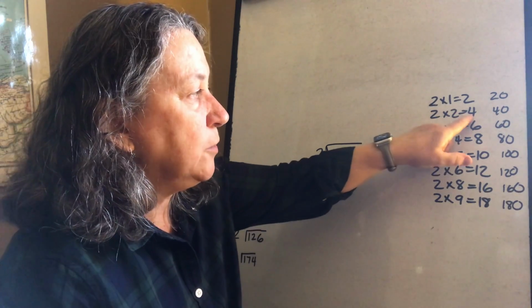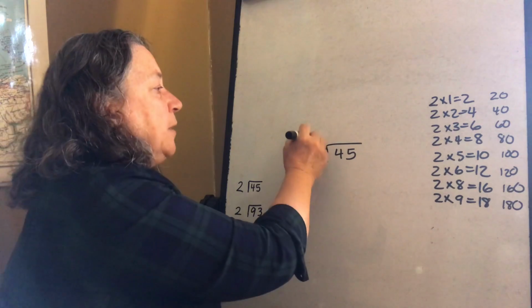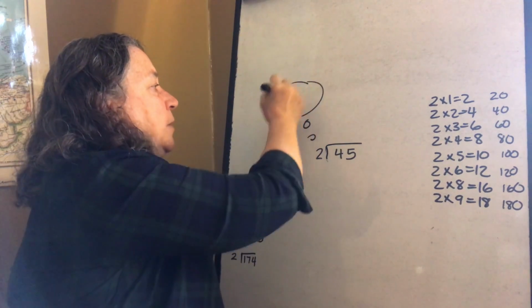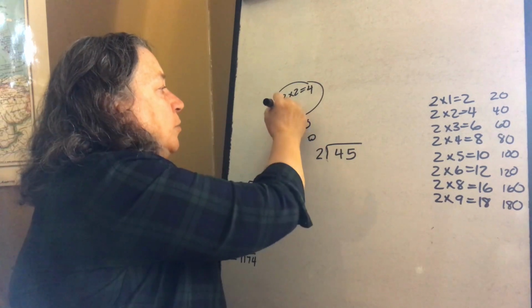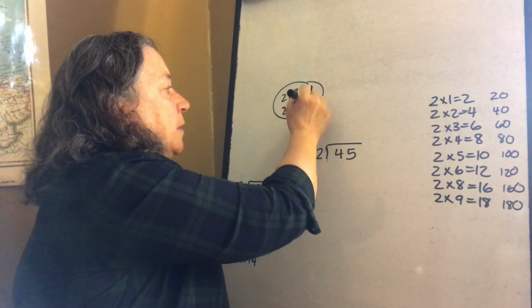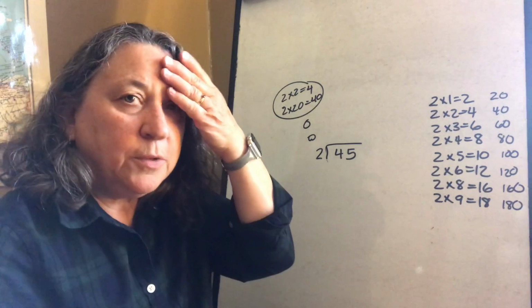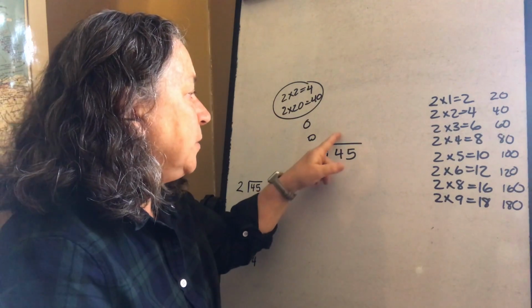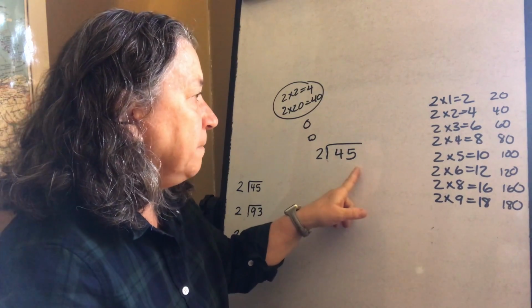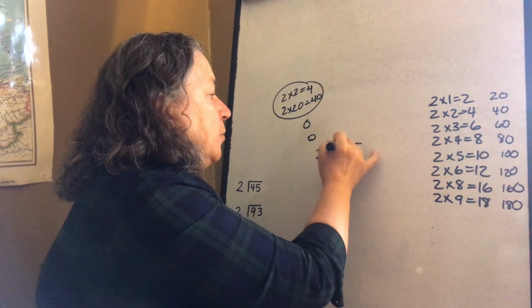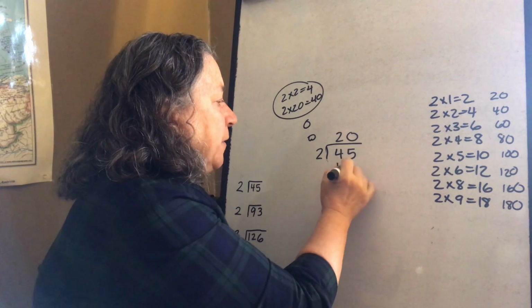2 times 2 is 4. We could put that in the thought bubble. That's what I would be thinking. 2 times 2 is 4, so 2 times 20 is 40. That's what I think when I do this problem. So that's what I would write: 2 times 20 is 40.